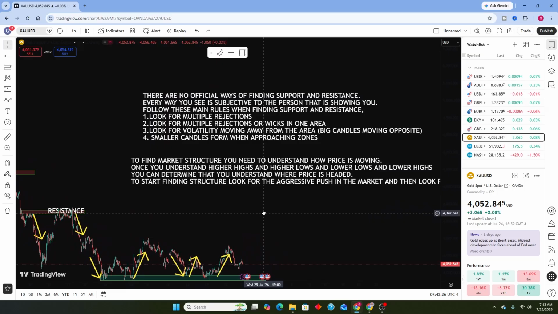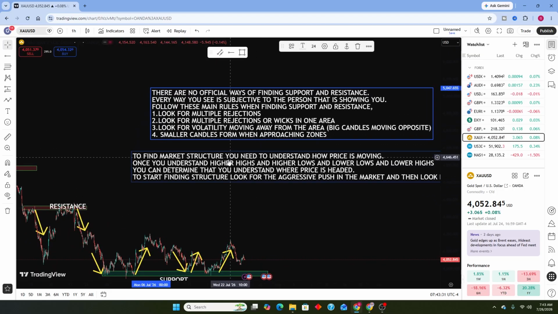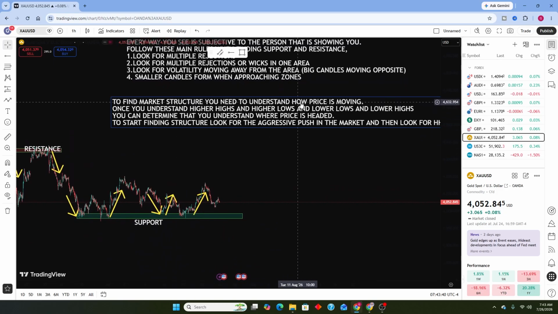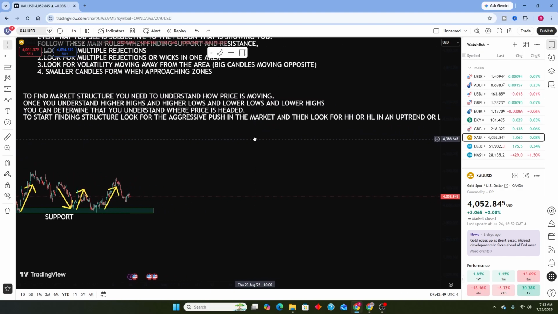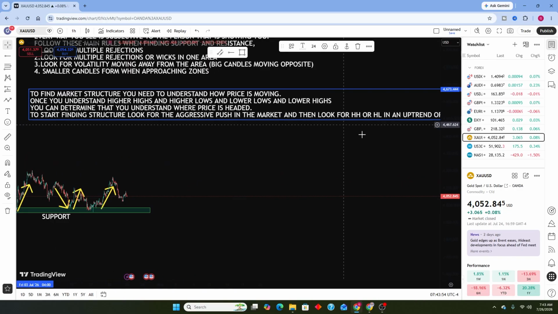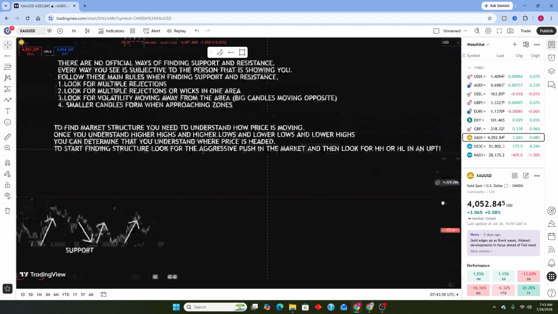All right. For our examples, we have 2 boxes that we must read. We're going to go market structure first, support and resistance second. To find market structure, you need to understand how price is moving. Once you understand higher highs, higher lows, lower highs, and lower lows, you can determine where price is headed. To start finding structure, look for the aggressive push in the market and then look for higher highs and higher lows in an uptrend, or lower lows and lower highs in a downtrend.